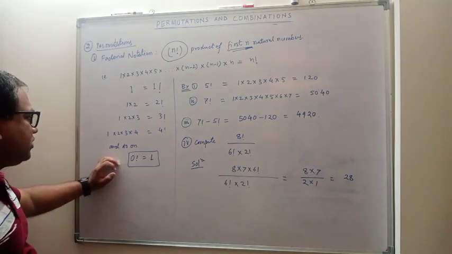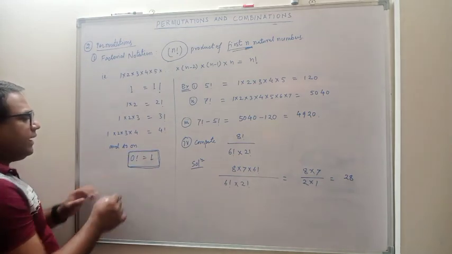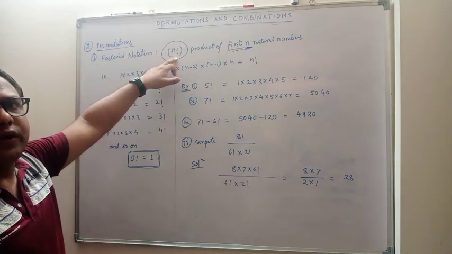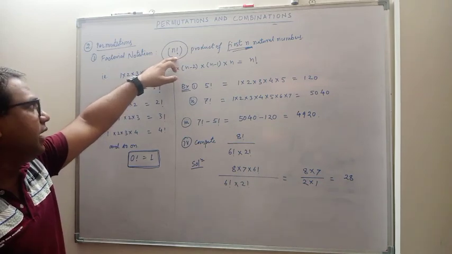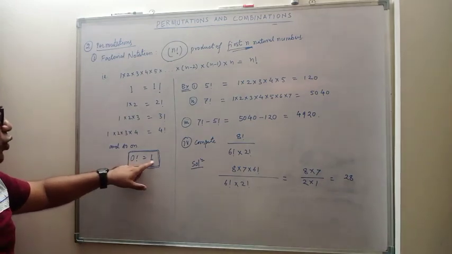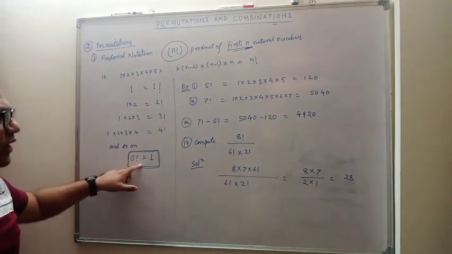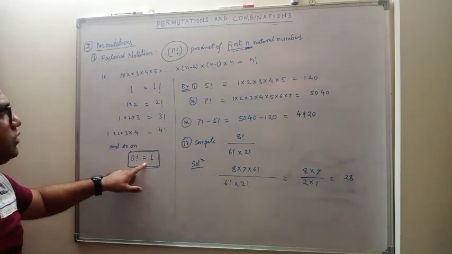And one more thing, this is a very important thing, 0 factorial. This is read as 0 factorial or factorial 0, n factorial or factorial n. So 0 factorial is equal to 1. One should remember this thing. This is a very important one. We will prove that also later on. But one should remember that 0 factorial is 1.